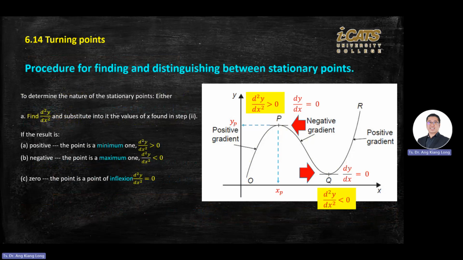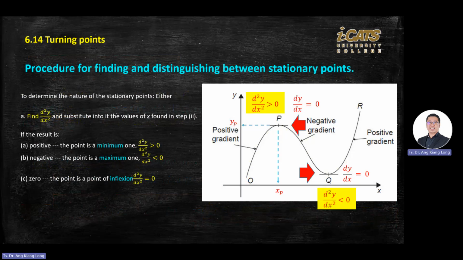You differentiate one more time, and there are 3 possibilities. Either the value is 0. For example, when dy/dx equals a number, like 100, then d²y/dx² you get 0. If it's 0, it is an inflection point. If it's less than 0, it's a maximum point. If it's more than 0, it means a positive value, which is a minimum. Negative value, you get a maximum.